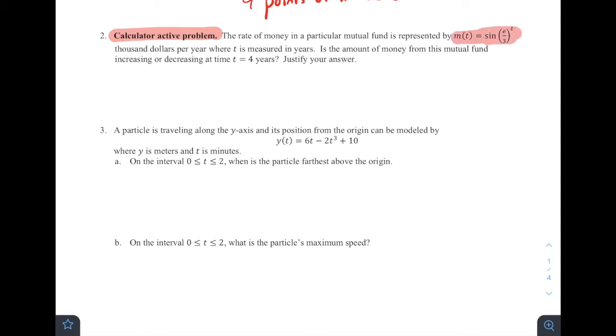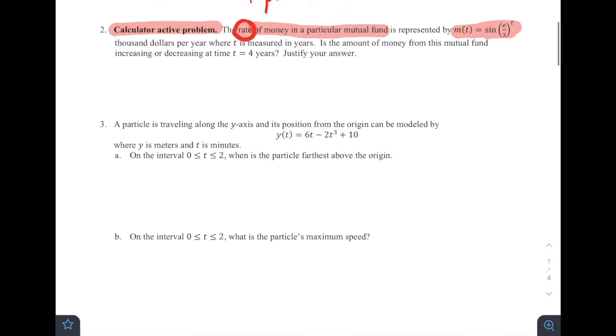We have this M of t, and they're telling us already that that is the rate of money in the particular mutual fund. So I'm looking a lot at that word rate. In thousands of dollars per year, where t is measured in years, is the amount of money from this mutual fund increasing or decreasing? Since this is already a rate, we don't need to take a derivative. Really, when t equals 4, I just need to know what m of 4 is.